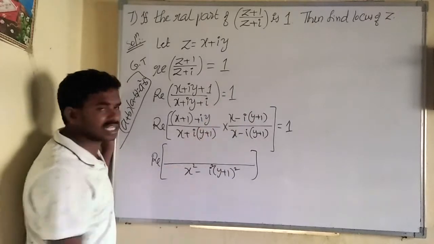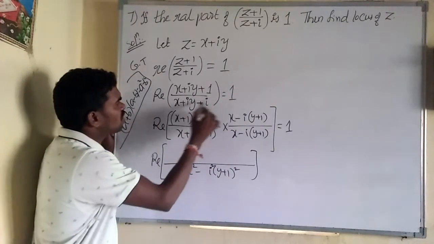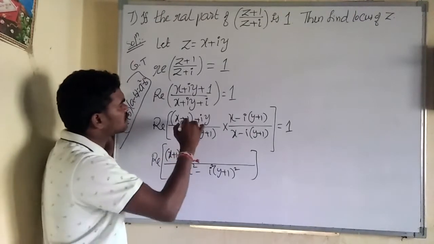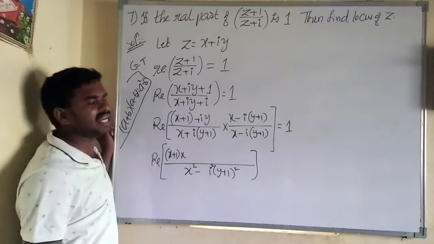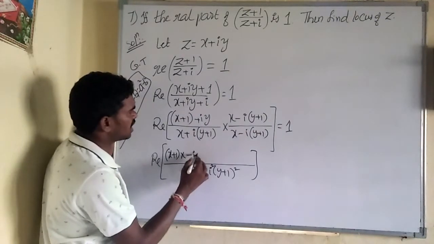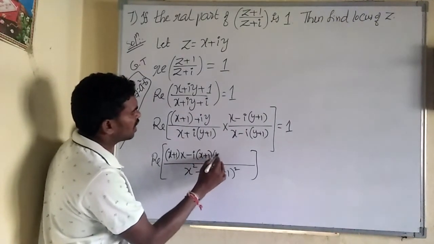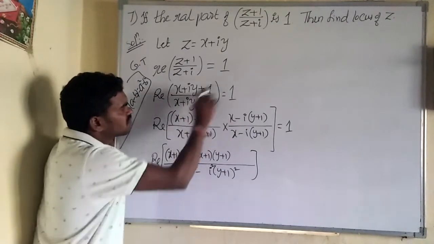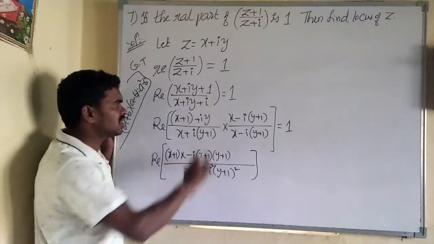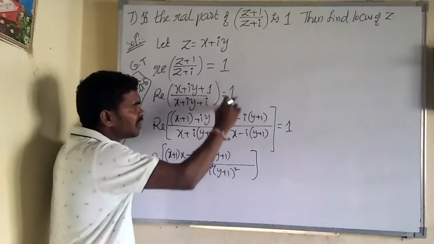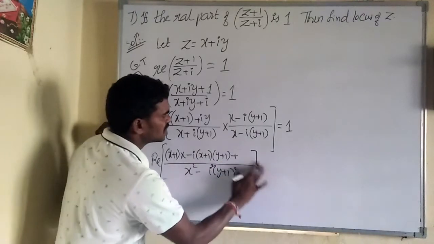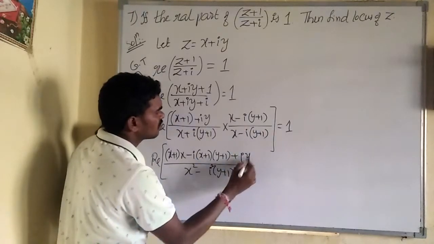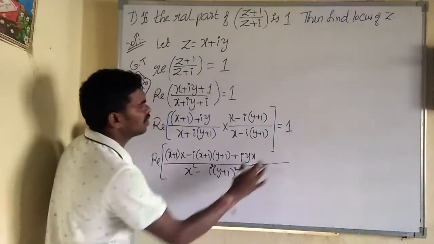And what about the numerator? Multiplying x plus 1 into x. Yes, (x plus 1) into x. Next, (x plus 1) into minus i (y plus 1). So it becomes minus i into (x plus 1)(y plus 1). Then next, multiply iy with x. So plus i into yx, or you can write xy, no problem.